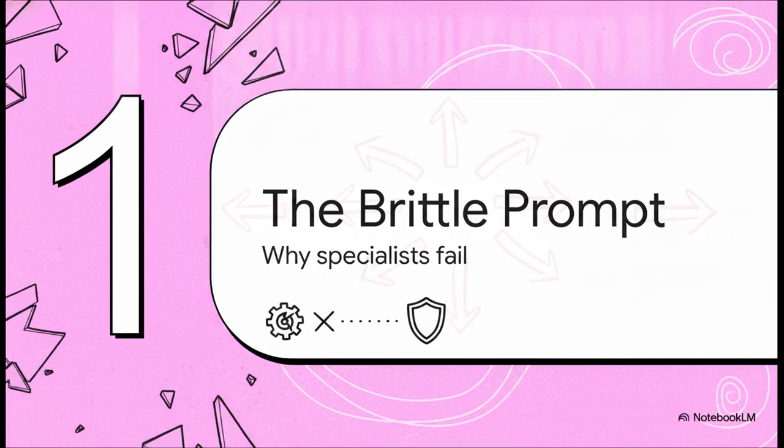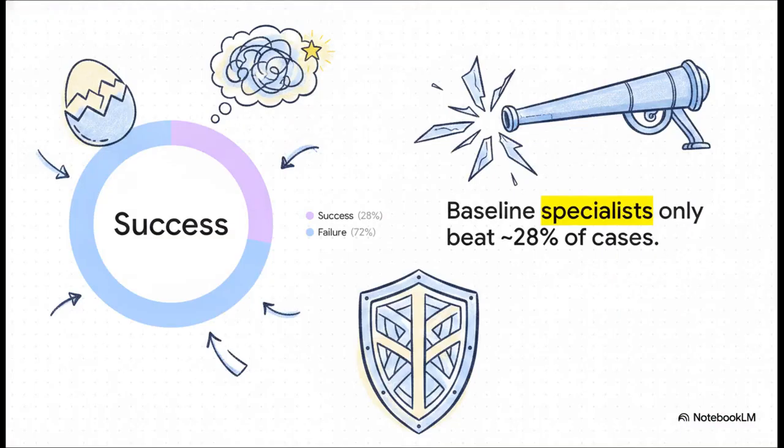First up, let's quantify the brittle prompt problem. The data on this is actually wild. The repository notes that if you optimize a prompt against a fixed benchmark, the resulting specialist prompts only beat about 28% of held-out unseen cases. That means a massive 72% of the time, when faced with a slightly new query or schema, they just fail.